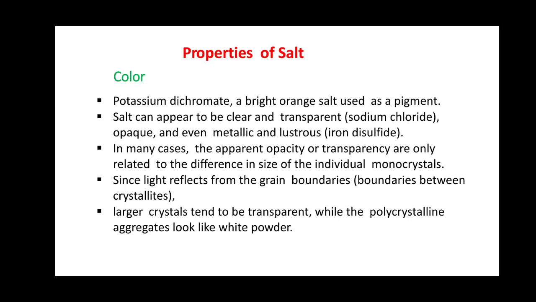And next we'll see the properties of salt, starting with color. Potassium dichromate is a bright orange salt used as a pigment. So based on the color, we'll see the properties of it. Salt can appear clear and transparent also, as sodium chloride. In many cases apparent opacity or transparency are only related to the difference in size of the individual monocrystals.